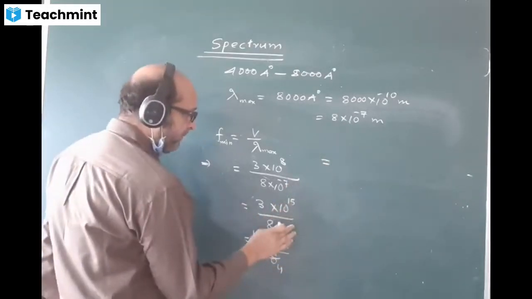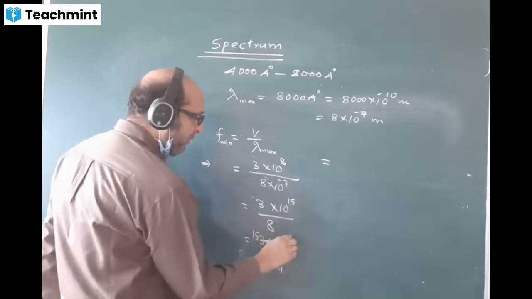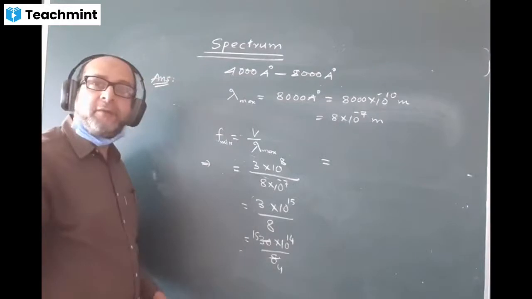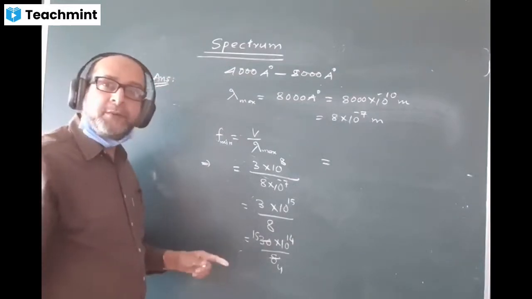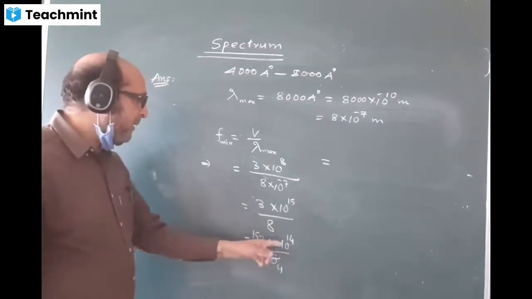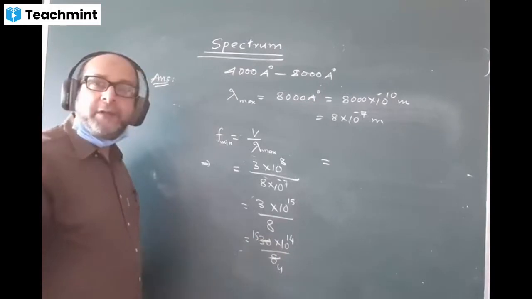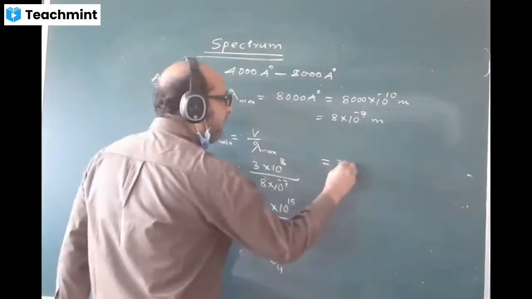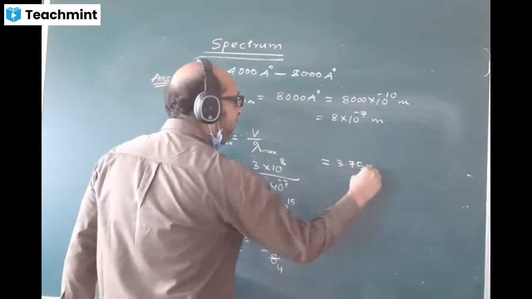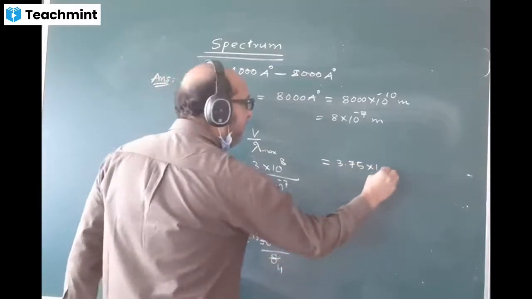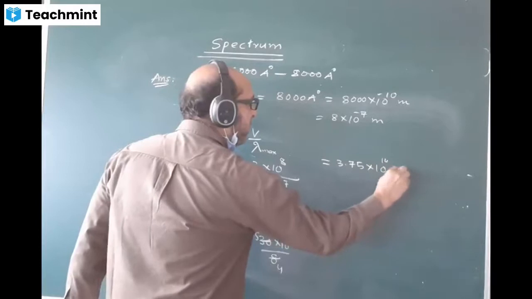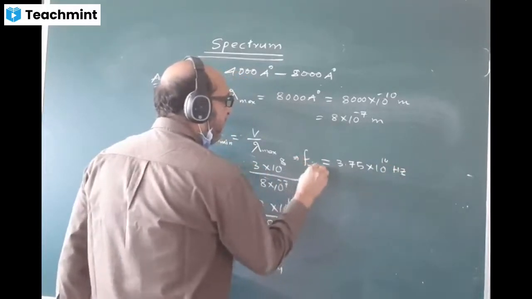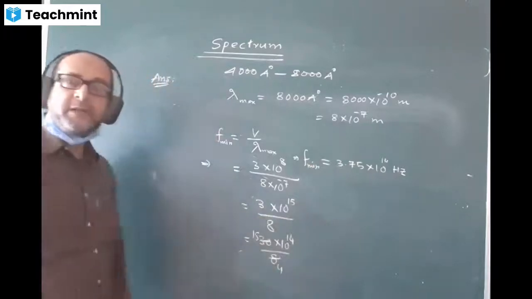Yes, the power is 14, because we took one zero off. This is observant, very nice. This will come to 3.75 into 10 to the power of 14. Okay. This is the value of f minimum. That is this one. So that is the answer.